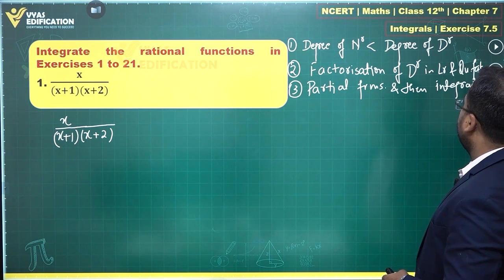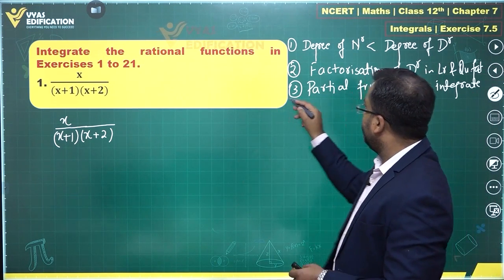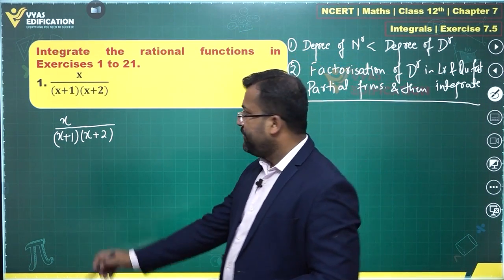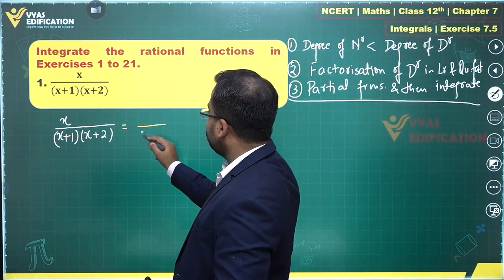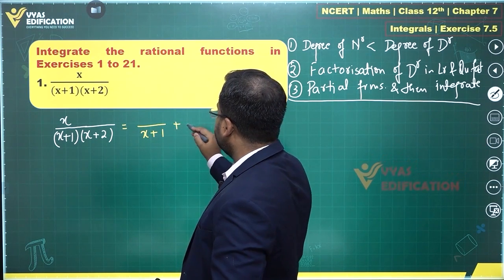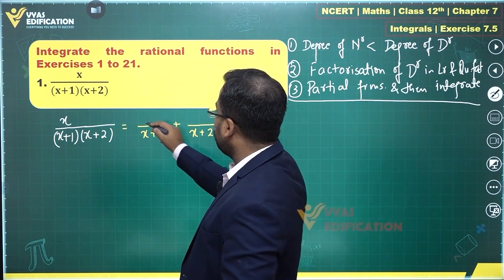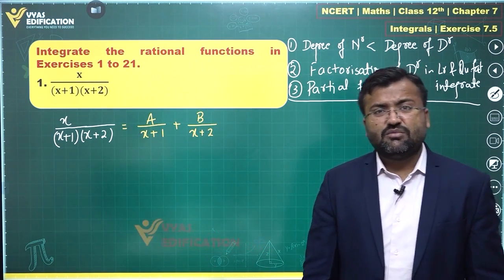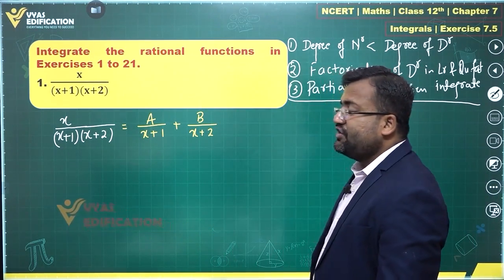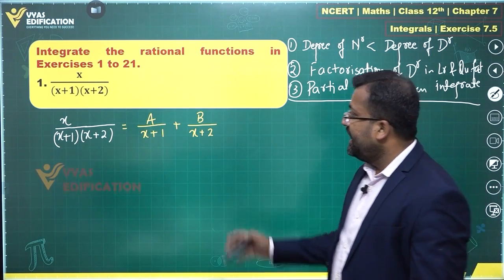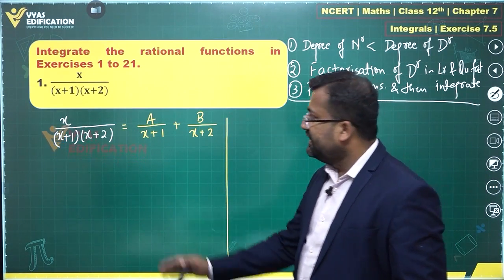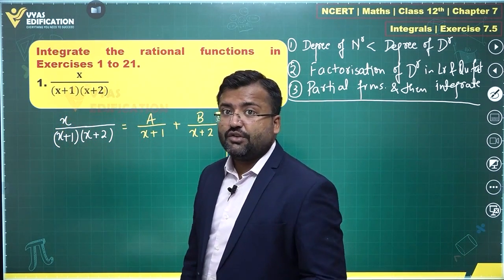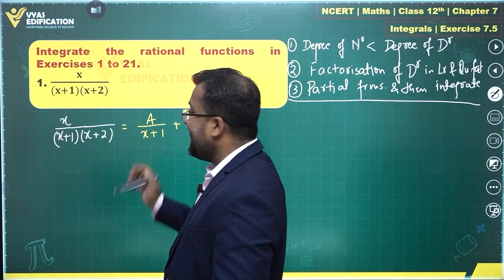So how do we convert into partial fractions? The conversion into partial fractions involves a few steps. You write it as a separate term for x plus 1 and a separate term for x plus 2, so you write it as A upon x plus 1, some coefficient with x plus 1, and some coefficient B with x plus 2. The target is to find the values of A and B such that this is always equal to this, which implies that this is an identity.